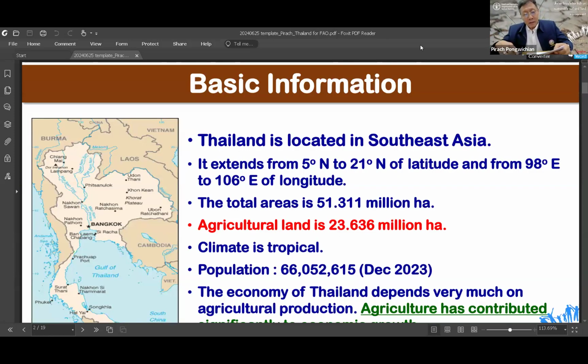I will start with the basic information of Thailand. Thailand is located in Southeast Asia, and the total area is about 51 million hectares, and agricultural land is about 23 million hectares. The economy of Thailand depends very much on agricultural production.